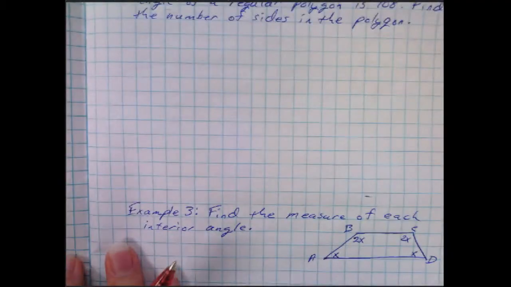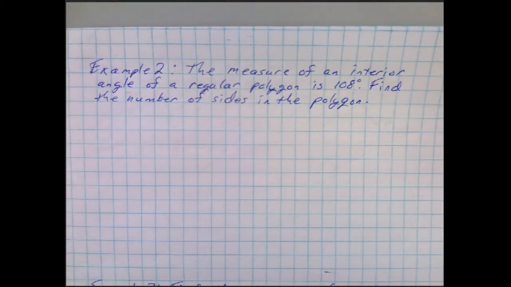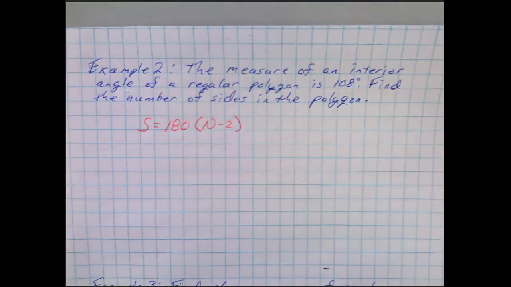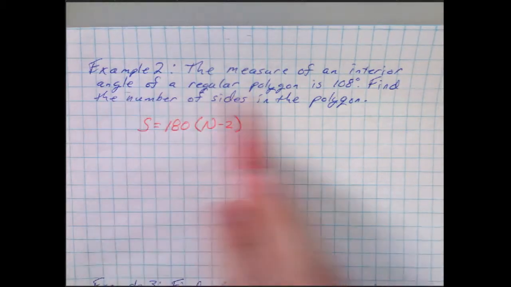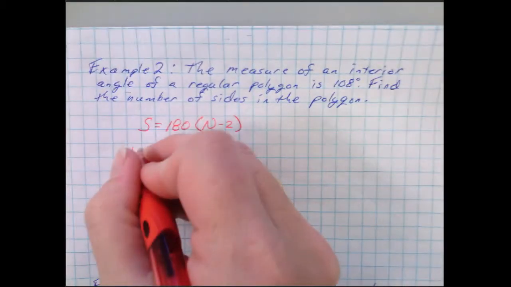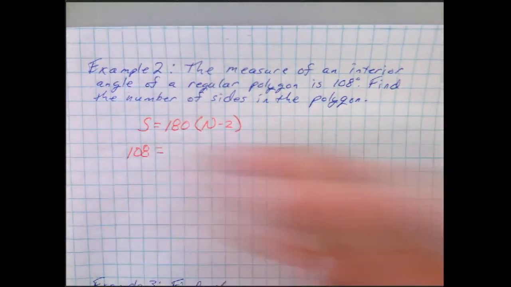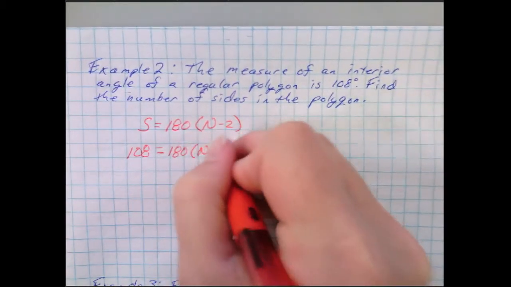Alright, so let's do another one. Example 2 here. We have the measure of an interior angle for a regular polygon is 108 degrees. We're going to find the number of sides in that polygon. So we're using that sum theorem, S equals 180 n minus 2. We're going to plug in what we know. We know that the angle measure is 108, so that's S. So 108 equals 180 n minus 2.